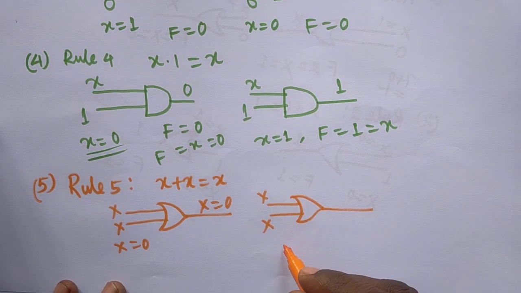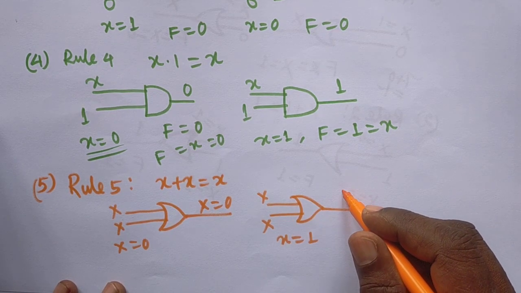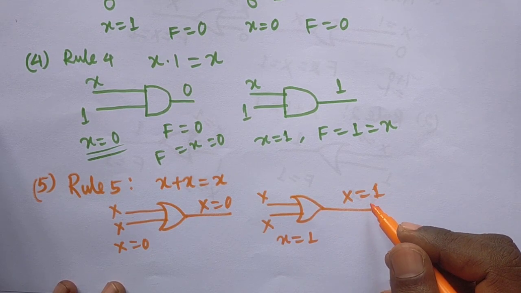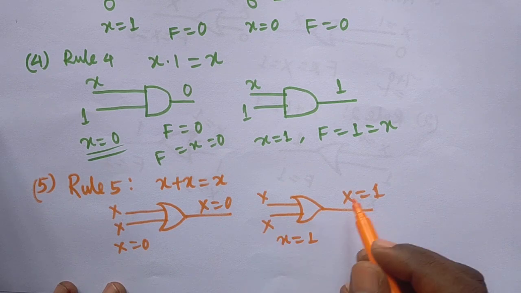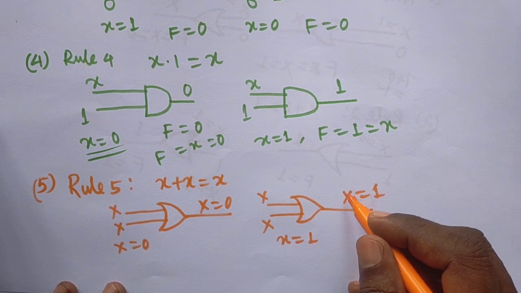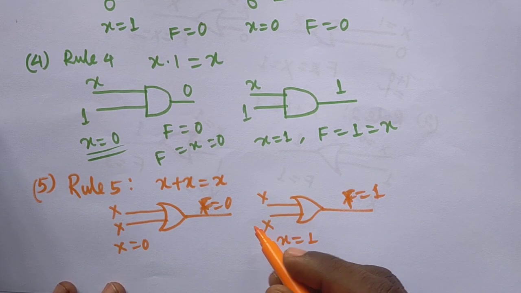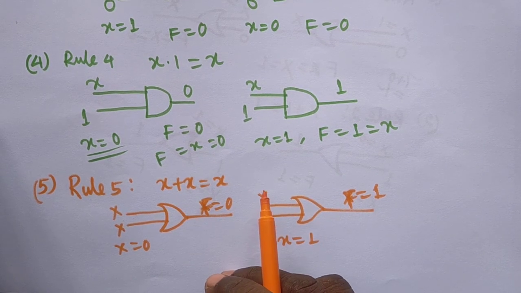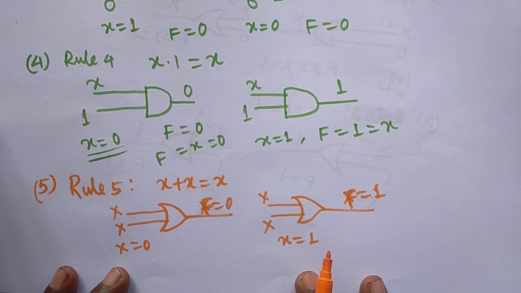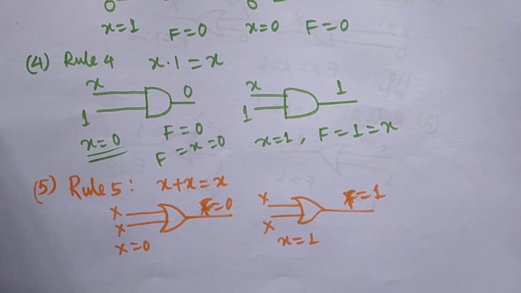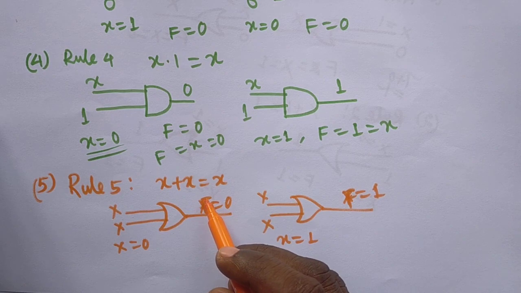Here similarly, if x is equal to 1, that means 1 plus 1, that is 1. So x is equal to 1, the result is also 1. So we prove that x is equal to 1 means the result is also 1. Or the function, we can write, the functional value is also 1. So x plus x is equal to x. Whenever the x value changes, the result also changes accordingly.